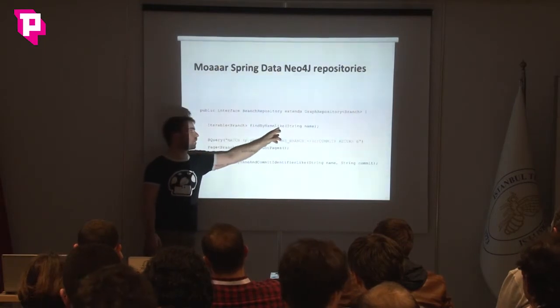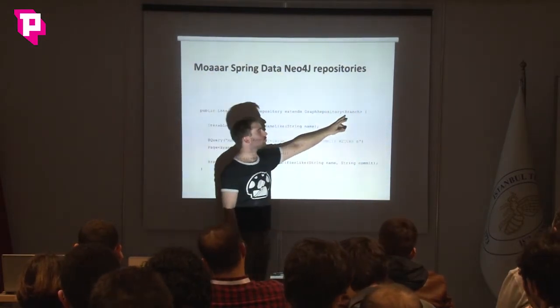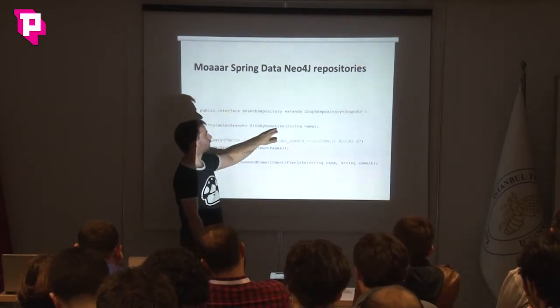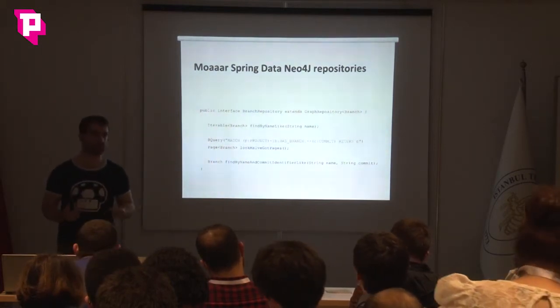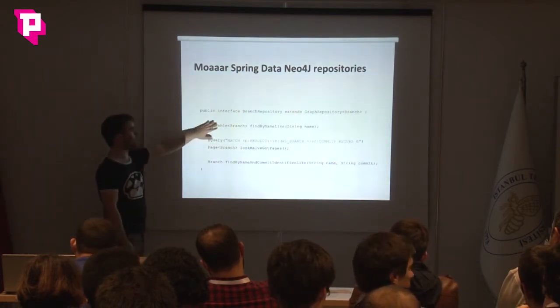You just follow the naming convention. So you say find by name like. It knows it's about branch, it knows about find, so reading. By name like, so it can guess and generate the implementation for you to find branch by name. And it will return a collection to you.